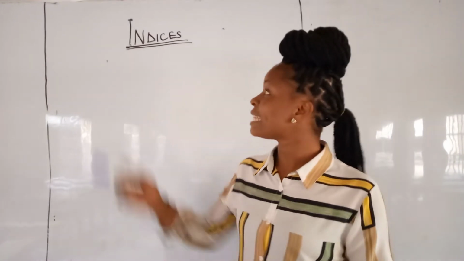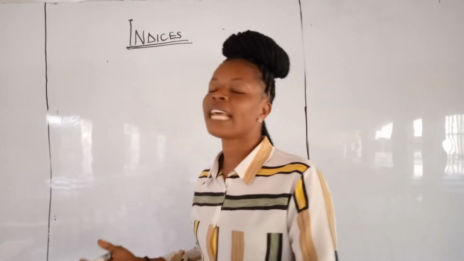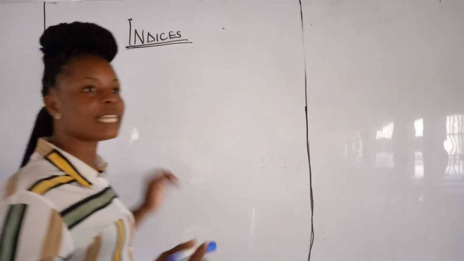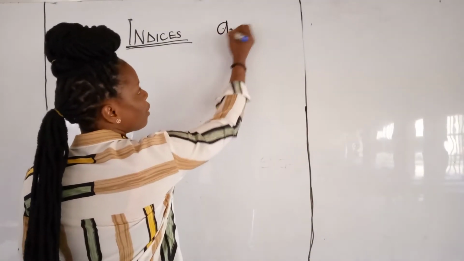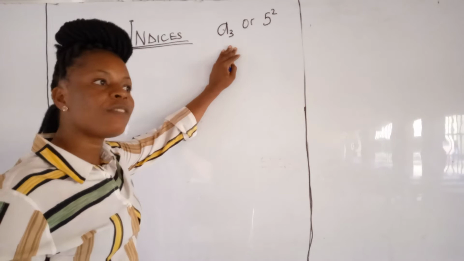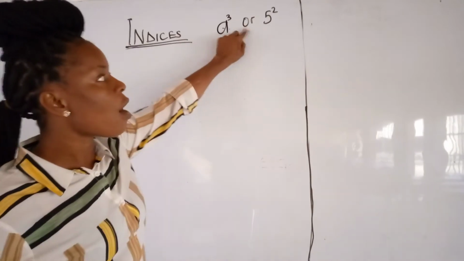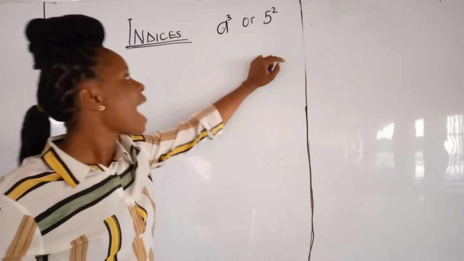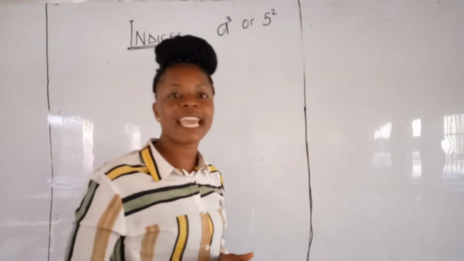In today's video, we'll be looking at indices. And what is indices? Before you solve any problem under indices, what do you have to know? Before we talk about the laws of indices, let's first talk about index number. Any number expressed in this form, a cubed or 5 squared, is called an index number. If you come across a raised to the power of 3 or 5 raised to the power of 2, it is called what? An index number or power. And the plural of index is indices. Hence, our topic for today's video.